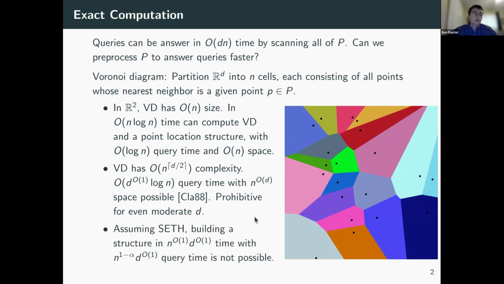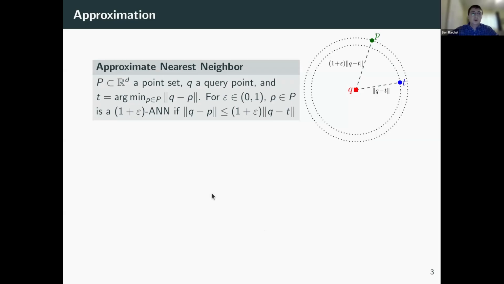And even worse, assuming the strong exponential time hypothesis, you can argue that getting polynomial time in both n and d with sublinear query time is just not going to happen. Okay? But this is all for exact computation. What about approximation? This naturally suggests we should move towards approximation, at least for dimensions higher than the plane.